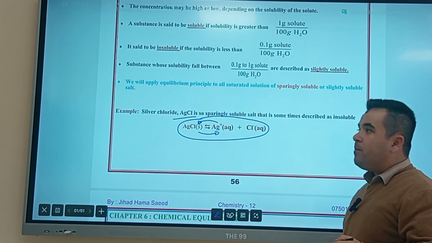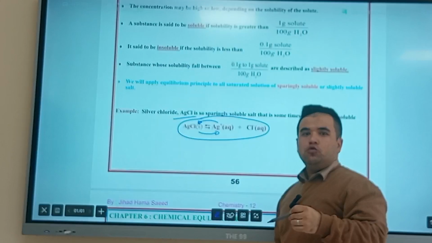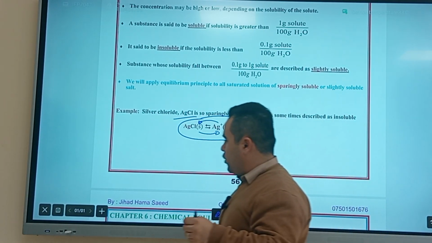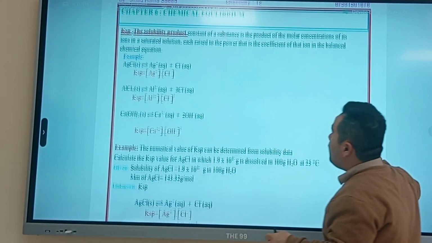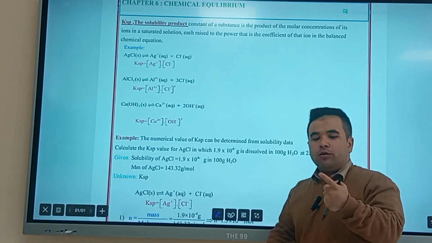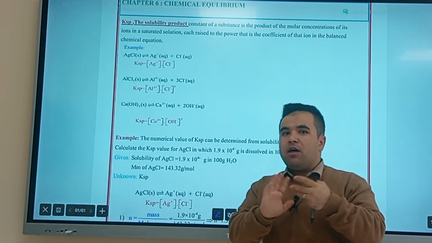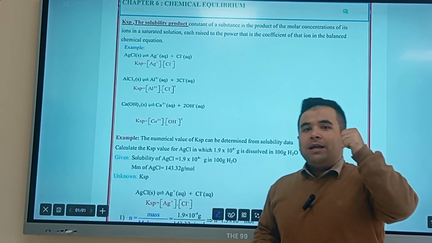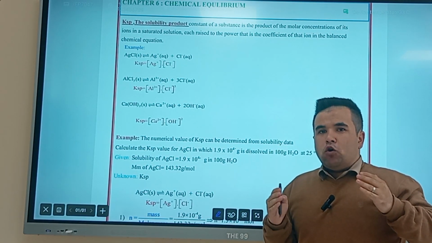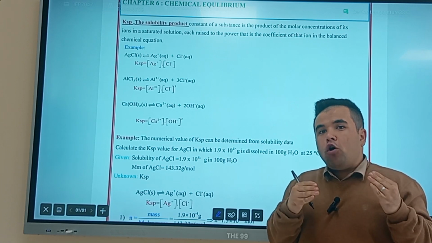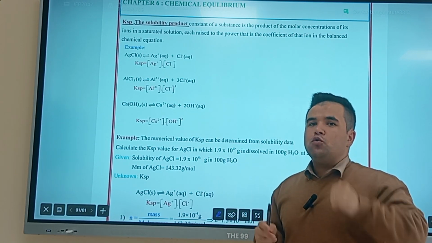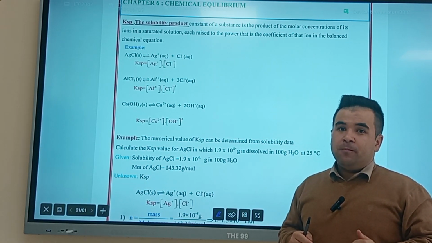When they reach equilibrium and form a saturated solution, what will be the maximum tendency of that salt to form ions? What's the solubility product, or KSP? We'll be talking about the meaning and application, and then mathematically how to calculate it. Guys, the meaning of KSP is the maximum tendency, or the highest tendency, of a salt to dissolve and form ions till it reaches the saturation point.